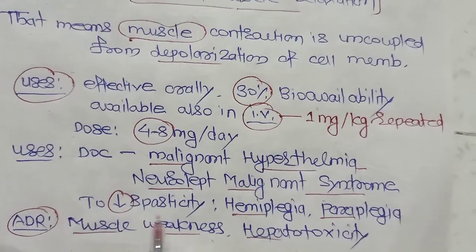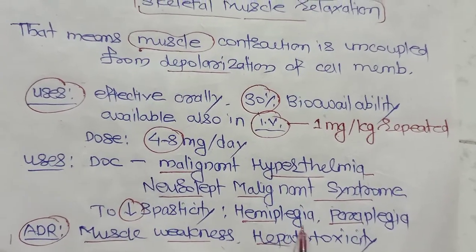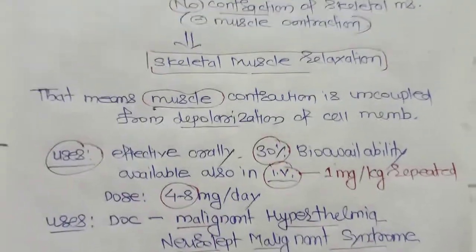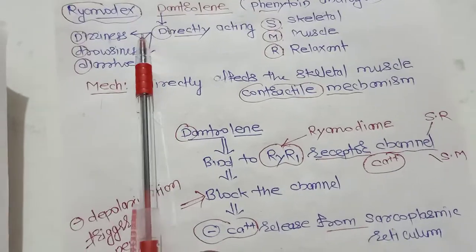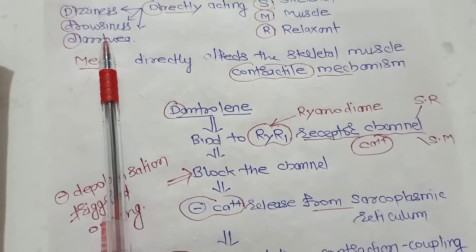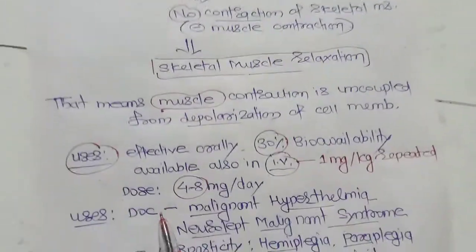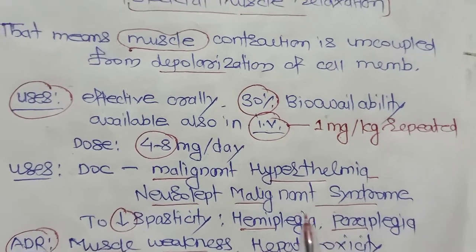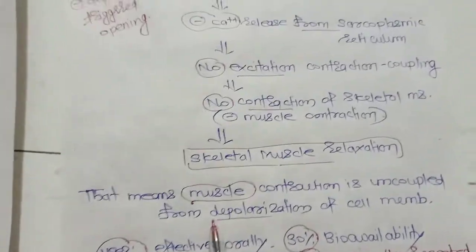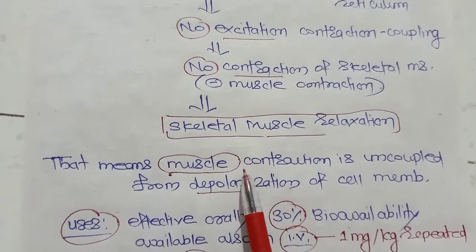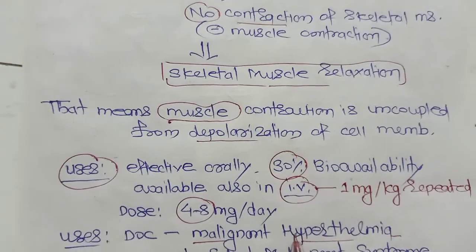And adverse effects: it may lead to muscle weakness, or it's hepatotoxic, so liver function tests can be monitored. It also causes dizziness, drowsiness and diarrhea as adverse effects, along with muscle weakness and hepatotoxicity. So this is how dantrolene works as an antidote for succinylcholine induced malignant hyperthermia.